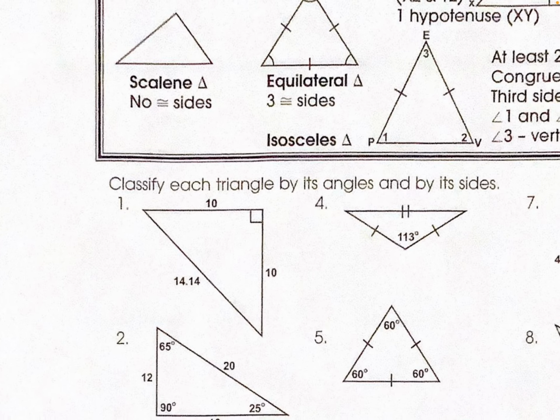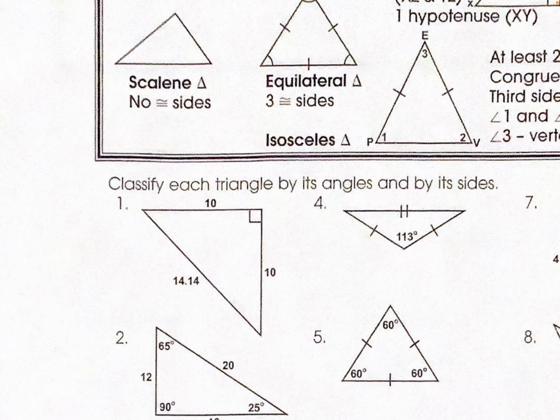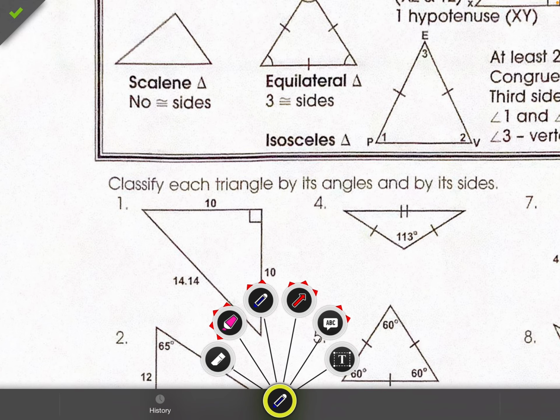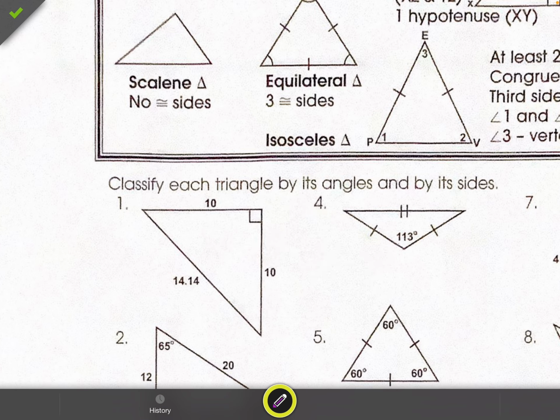All right, so number one, directions say classify each triangle by its angles and its sides. So let's look at the angles first. What I should see right away, hopefully you do too, is this box right here. As soon as I see that, I know that's 90. So I know that this is a right triangle. Even though the other two angles, this angle and this angle, yes, they're acute, as soon as you see that 90, it overrides the two smaller acute angles, and we're going to call it a right triangle.